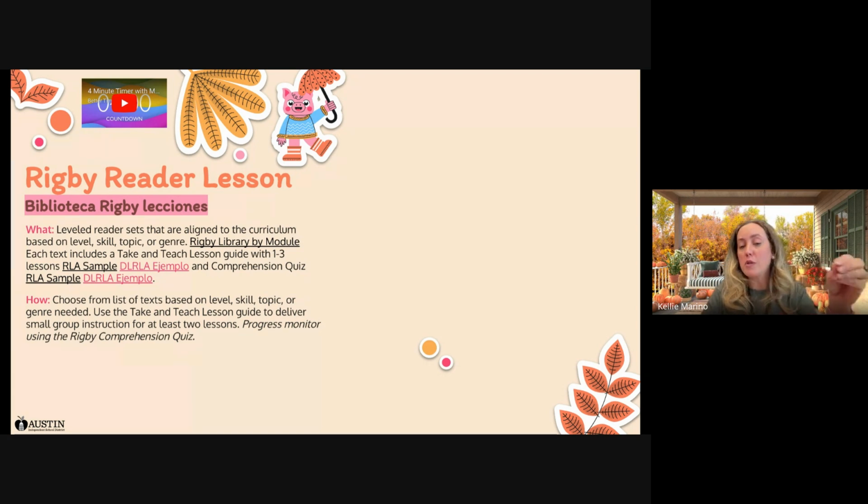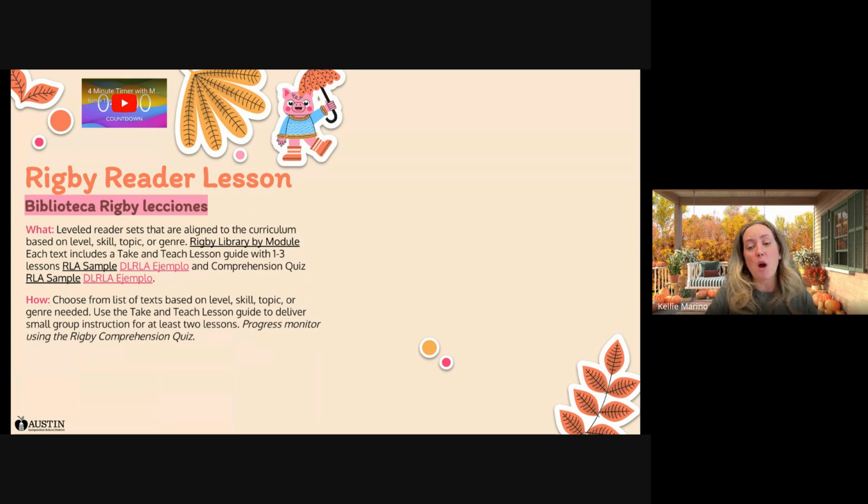So then you would use the Take and Teach lesson guide to deliver small group instruction for at least 2 lessons. And I'm going to say always do at least 2, because the first lesson is just going to be understanding the text. You're going to focus on key ideas and details and vocabulary. And then the second lesson, you have an opportunity to dig deeper into a specific skill, like say character or things like that.